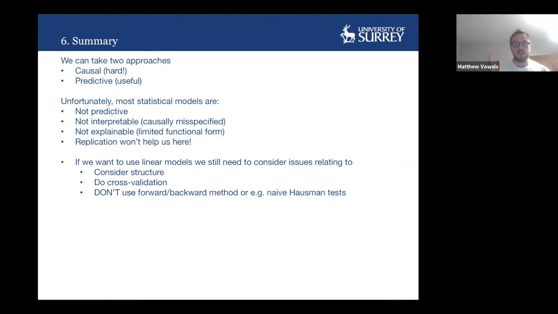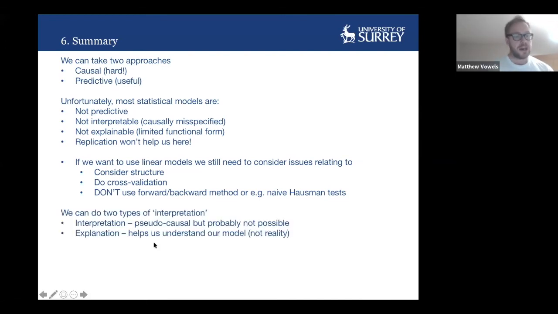But if you do use a linear model, you have to bear in mind things like structure still, very much so. And also cross-validation. I see a lot of people never doing train-test splits when they use linear models, which is actually going to seriously impact your ability to replicate that result. You need to do cross-validation, leave-one-out cross-validation, even if you're using a linear model. And certainly don't use any forward or backward methods for including variables according to their significance, which I see quite a lot, which is an absolute no-no, especially without cross-validating that.